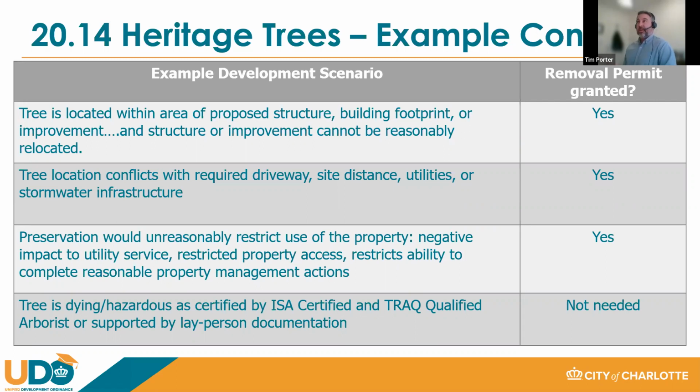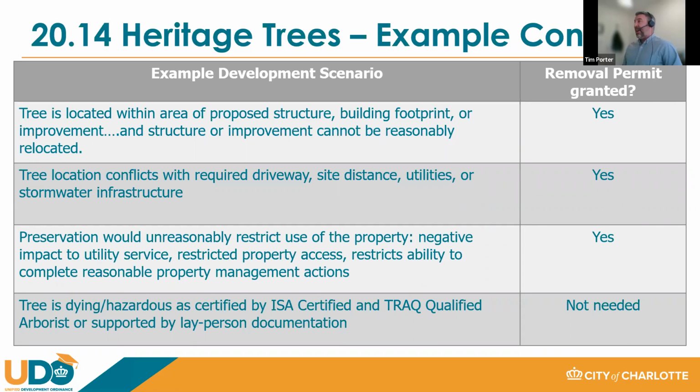Land development permitting, an approved plan by the city would suffice to meet a permit. Outside of land development permitting, there'd be an actual tree work permit for heritage trees. Second row, specific conflicts could include a required driveway, possibly a proposed driveway, site distance issues, utilities, stormwater infrastructure, etc. Yes, heritage trees can be removed if that's demonstrated on the plan, and you can't reasonably move that.